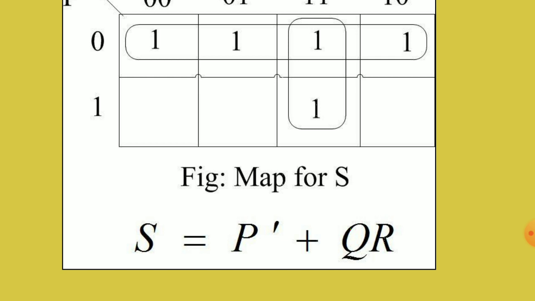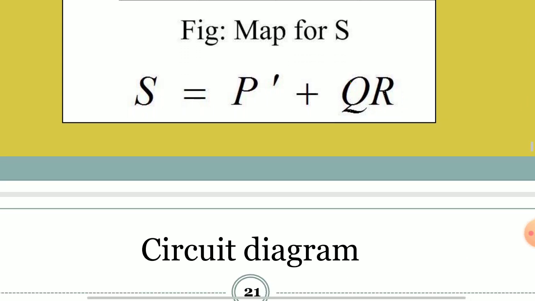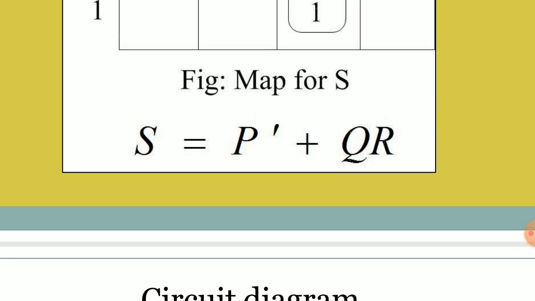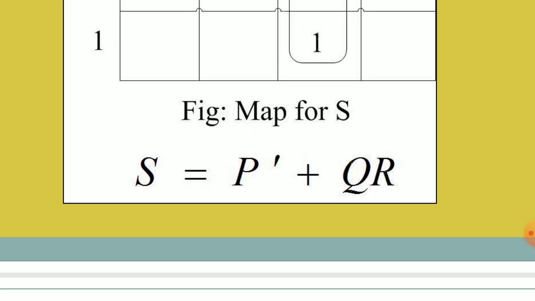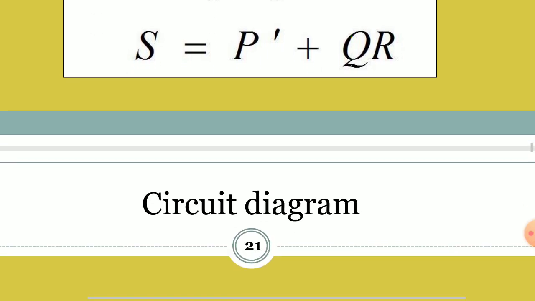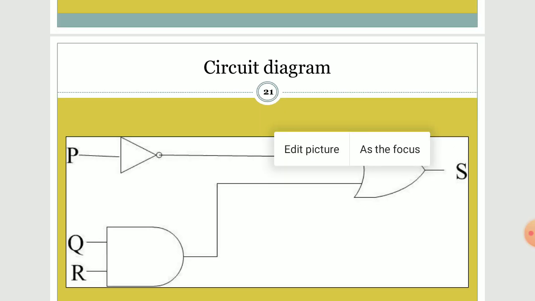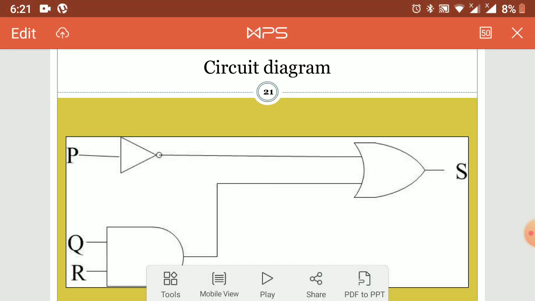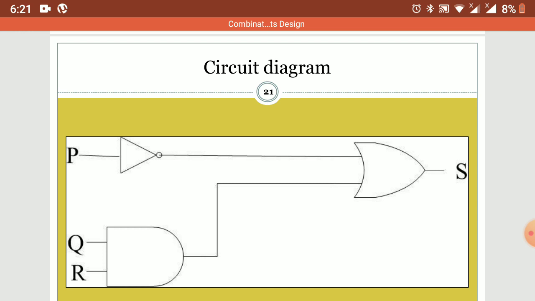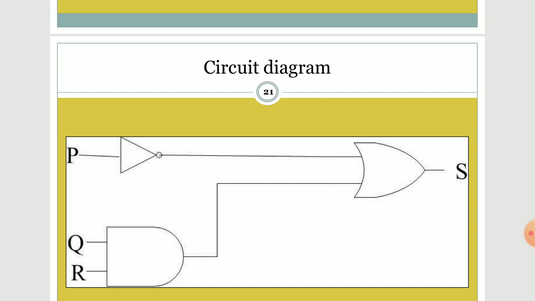Now we will go to the circuit diagram portion. Here in this circuit diagram we clearly see that we need one AND gate, one NOT gate, and one OR gate. So this is the circuit diagram. P prime goes to the OR gate, then Q and R both will be ANDed. After ANDing, it will go to the OR gate, and S will be the output.